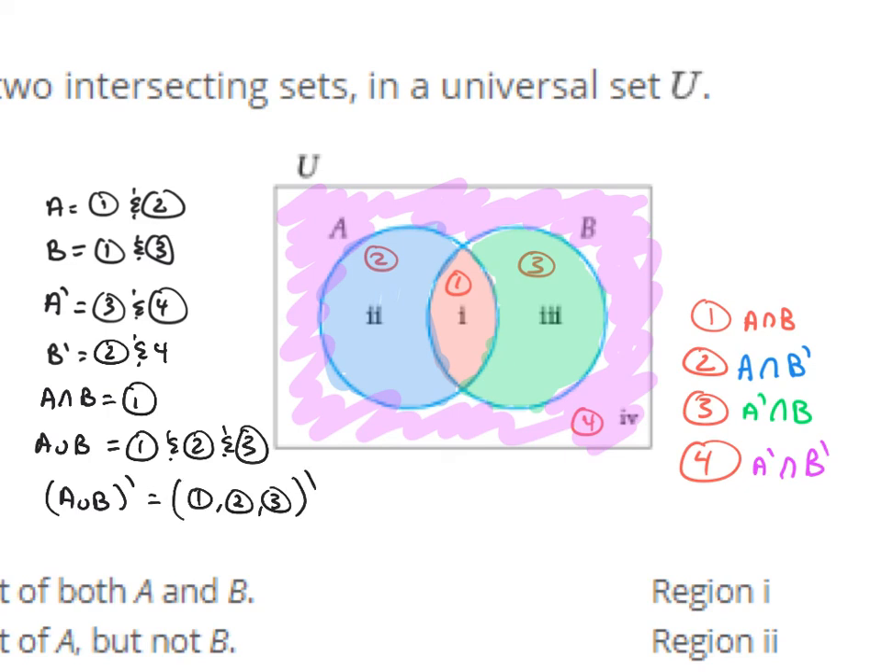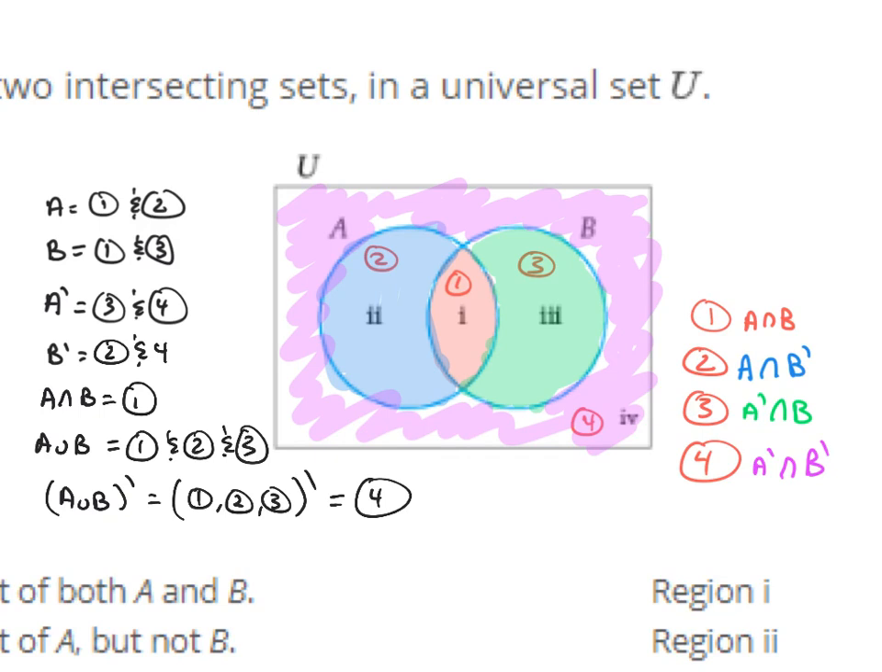So wouldn't we say the complement of A union B would be the complement of regions 1, 2, and 3? In other words, every region that is not region 1, 2, or 3. Well, what's every region that's not region 1, 2, or 3? That would be region 4. So we would be talking about only elements in region 4.